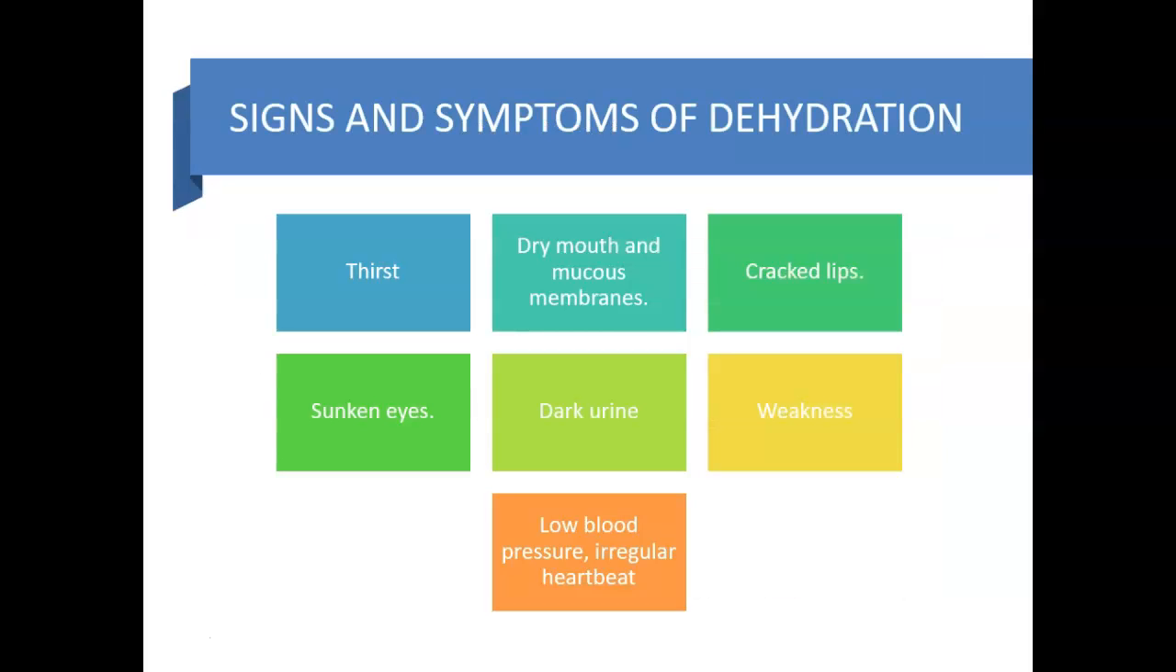Signs and symptoms of dehydration would be thirst, sunken in eyes, dry mouth and mucous membranes. Their urine should be dark. When you look in somebody's urine bag, it should be a light yellow. If it looks dark or amber, often that is a sign of dehydration. Other signs are cracked lips, weakness, low blood pressure, and an irregular heartbeat.